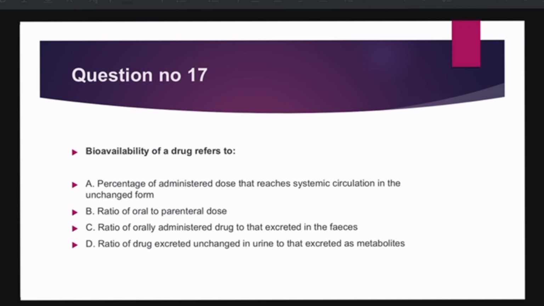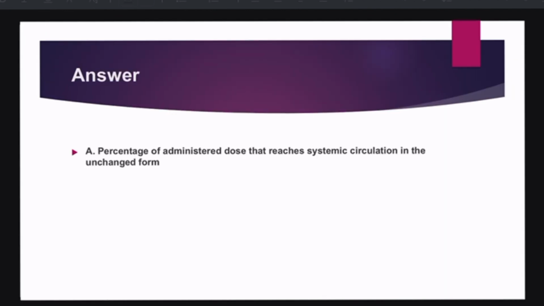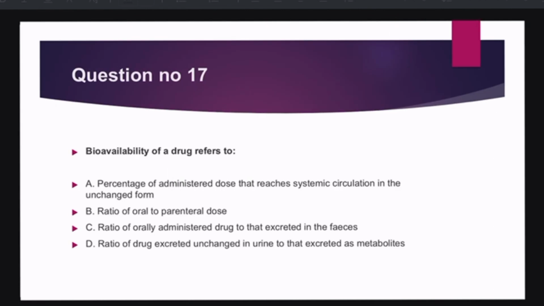So the next question of today's session is about bioavailability, and I think that's a very easy question, but we got confused between two options, but we have to rule out the others also. So I think you have guessed the right answer, that is the percentage of administered drugs that reaches systemic circulation in the unchanged form is the right answer. But why other options are wrong?